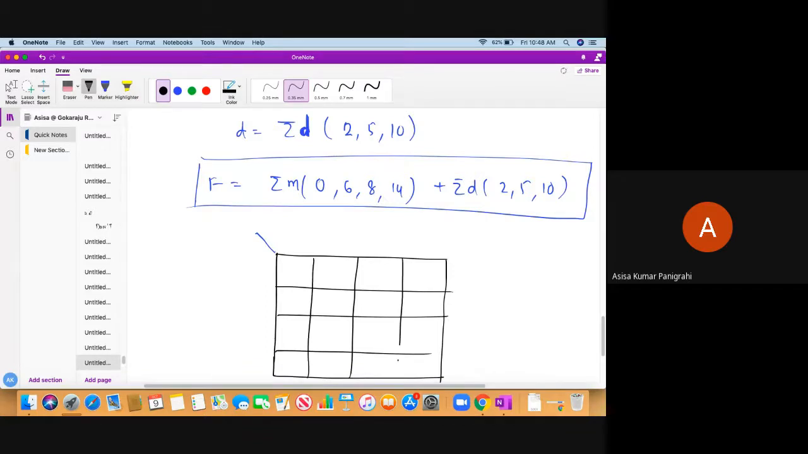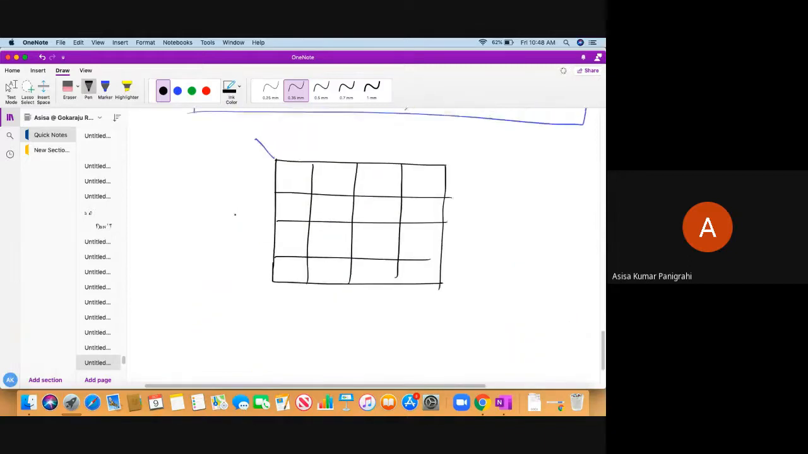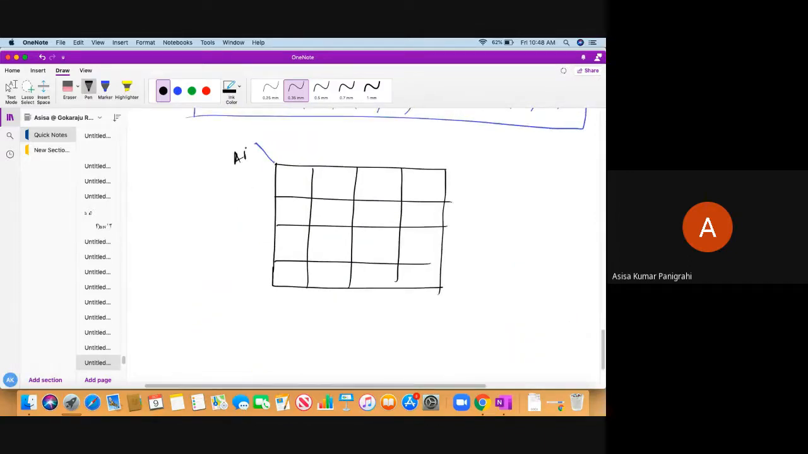Next, let's say the functions are not given here. A, B, C, D are my functions, capital A, B, C, D. So this is my A, B, C, D. So C bar D bar, C bar D, C D, C D bar, A bar B bar, A bar B, A B, A B bar. Okay. Anything else? No. So now you have to apply those things.